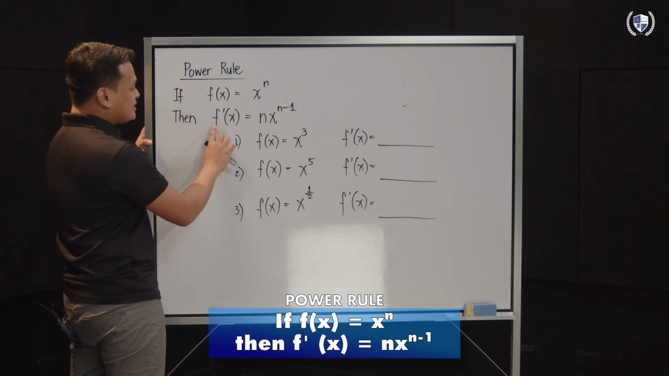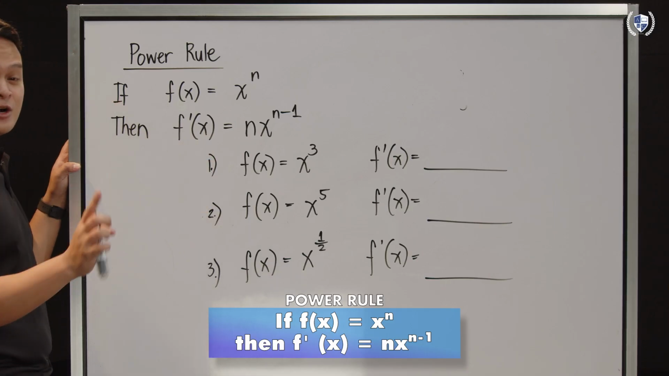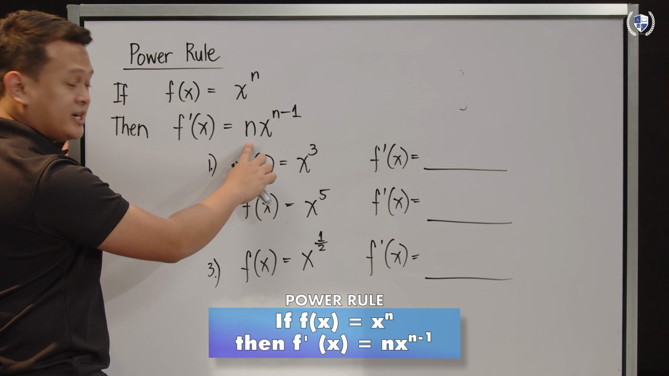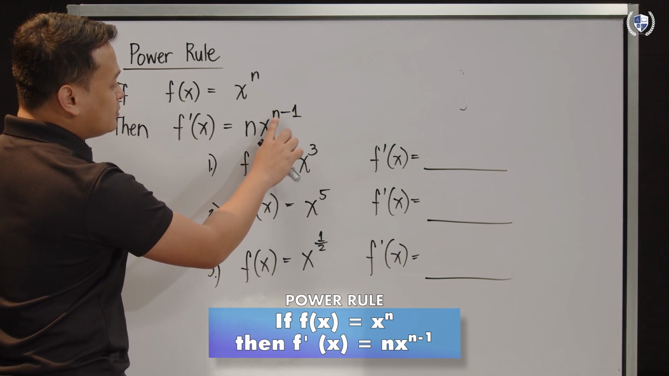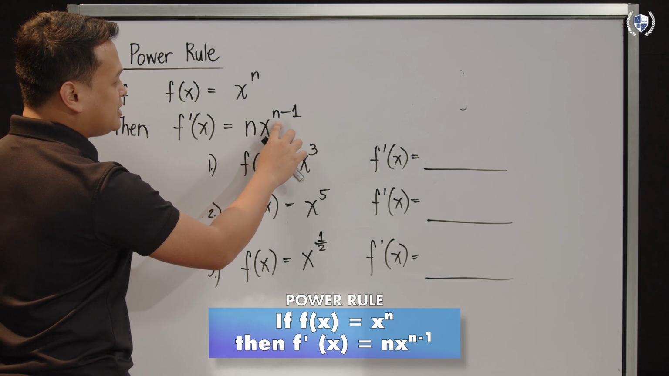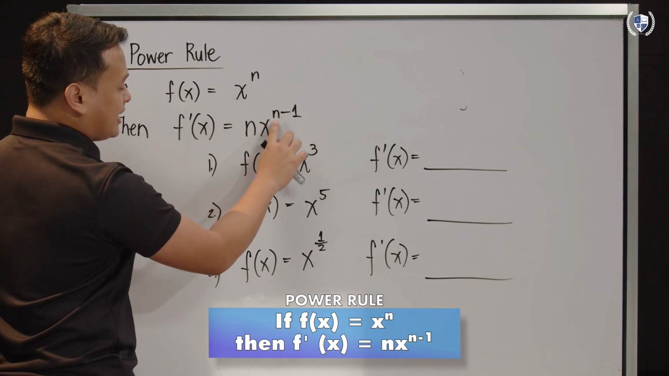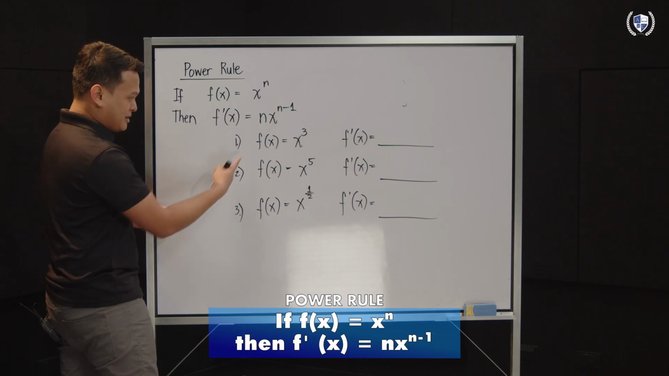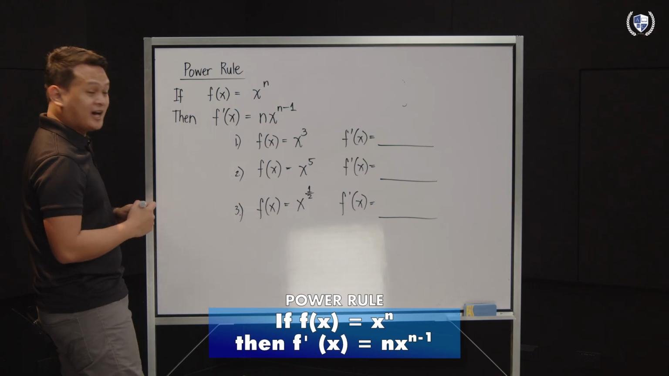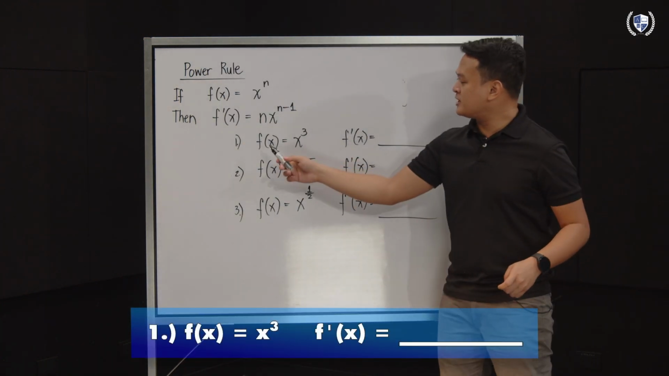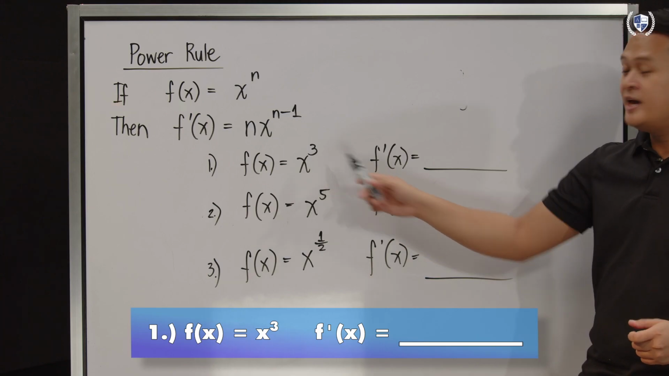Then, to get the derivative of f of x, ano lang gagawin natin? Yung exponent mo, ibaba mo siya as your coefficient. And then, yung panibagong exponent ng ating x would just be your original n na exponent minus 1. And para mas ma-gets nyo yun, may example na kagad tayo dito sa harapan natin. So let's say, your first function f of x is given by x cubed.